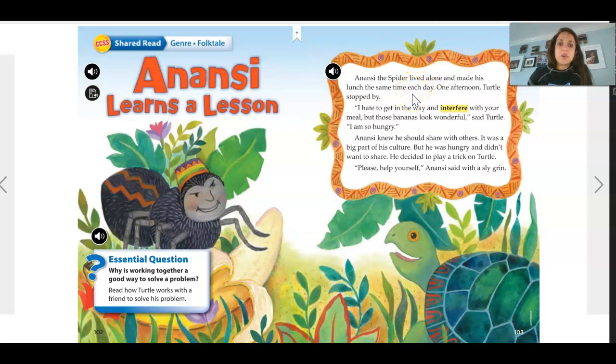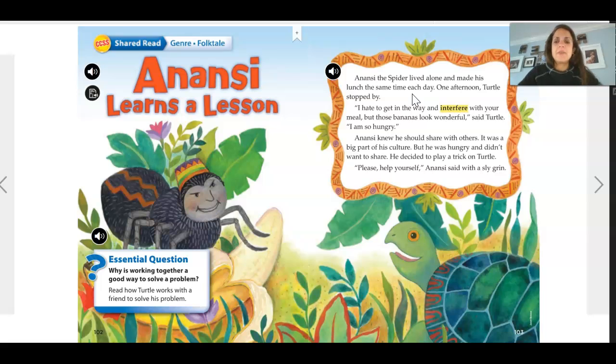Anansi the spider lived alone and made his lunch the same time each day. One afternoon, Turtle stopped by. "I hate to get in the way and interfere with your meal, but those bananas look wonderful," said Turtle. "I'm so hungry." Anansi knew he should share with the others. It was a big part of his culture. But he was hungry and didn't want to share. He decided to play a trick on Turtle. "Please help yourself," Anansi said with a sly grin.